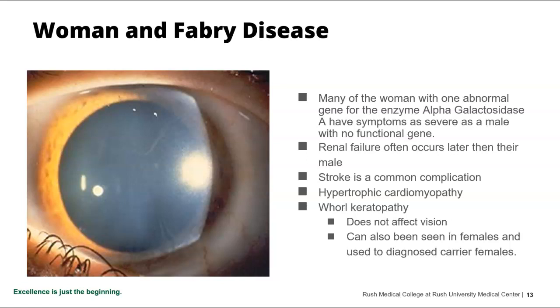The other thing is whorl keratopathy, and this is an ophthalmologic feature, kind of this whirling pattern. This actually is seen in both males and females. It doesn't affect vision, but it can be a sign that the ophthalmologist sees to determine that they might have Fabry disease.